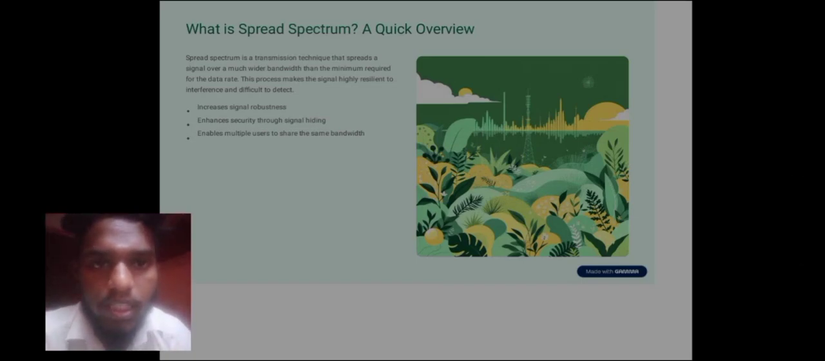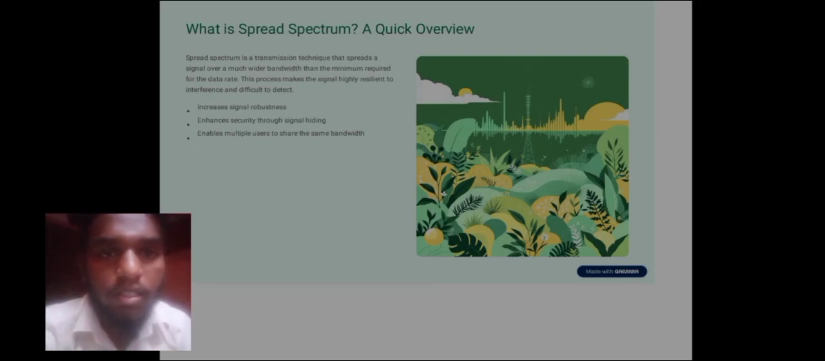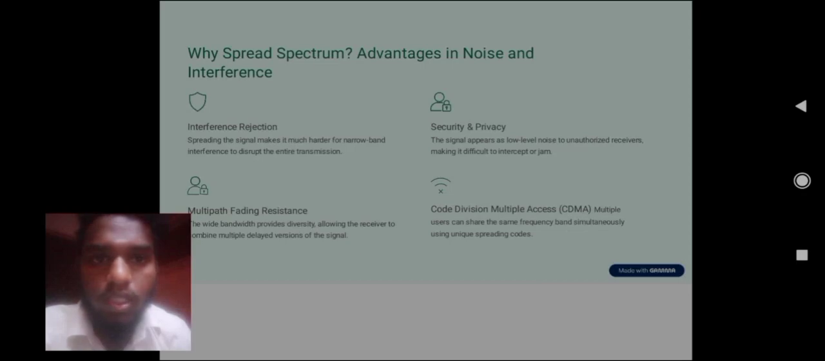The spread spectrum is applicable for multiple users by using a specific code. By using the specific code, multiple users can use the same bandwidth or same frequency channel to transmit or receive data. Now we will see why the spread spectrum is needed in communication.